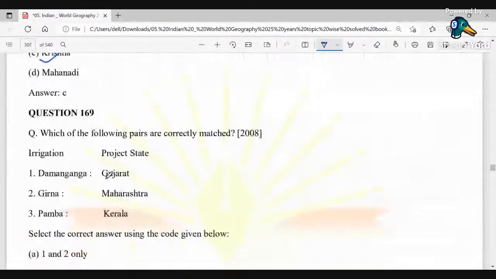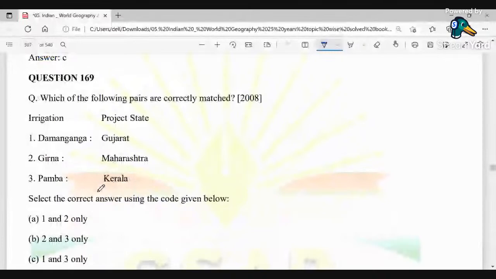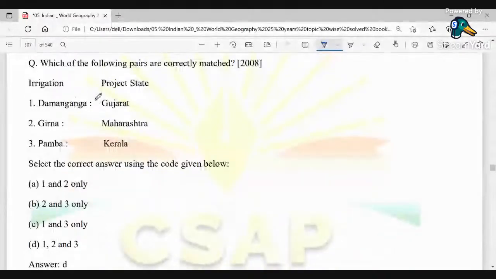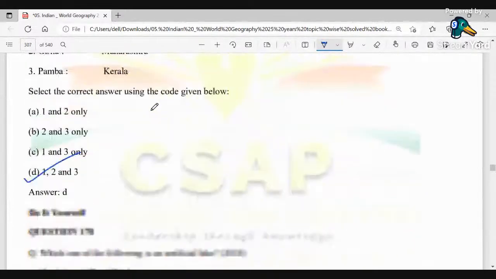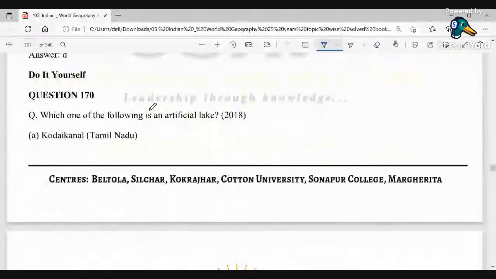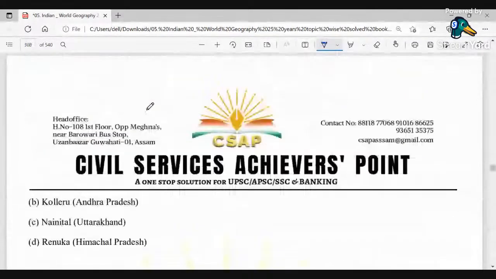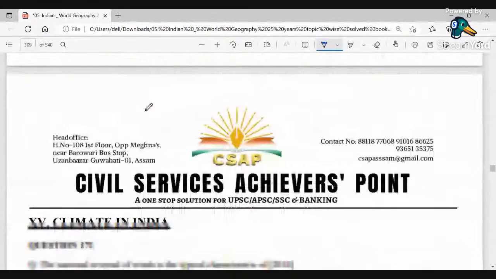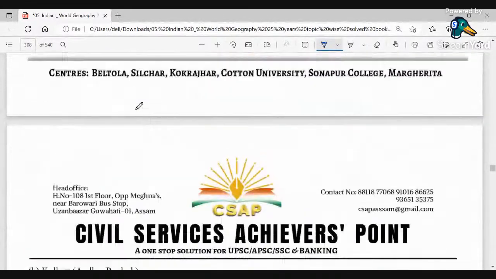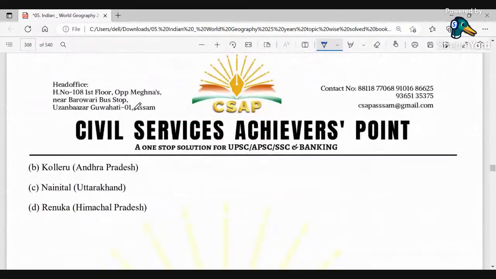Which of the following pairs are correctly matched? So we could see this is Damanganga, then Girna and Pamba. So obviously all the options over here are correctly matched. Which of the following is an artificial lake? So here the artificial lake is being asked, be it the Kodaikanal, be it the Kolleru, be it the Nainital, be it the Renuka. So here we could see that Renuka is the artificial lake.